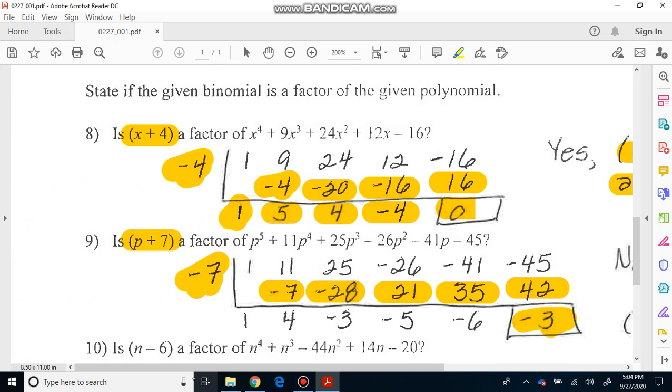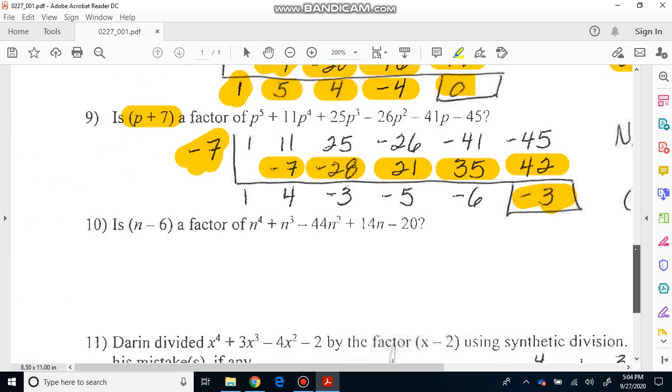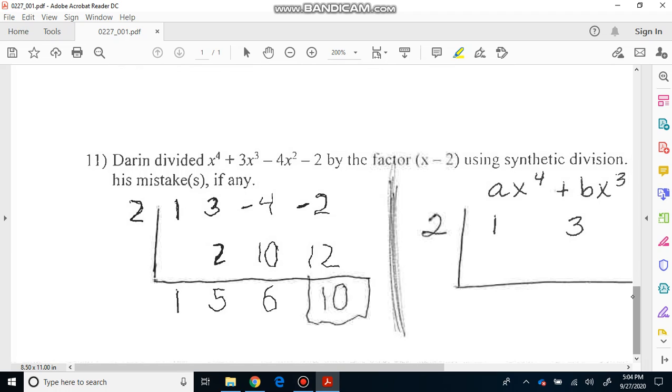Okay, again, I'm going to skip over number 10. I'm going to let you do that one yourself. And let's look at number 11. Darren divided this polynomial by this factor using synthetic division. Did he make a mistake? Find his mistakes, if any. Now, we're not just seeing if this is a factor, right? We're just going to divide this. And it's not a factor. You know, the remainder is 10, but that's not the point. The point is we're looking to see if Darren made any mistakes.